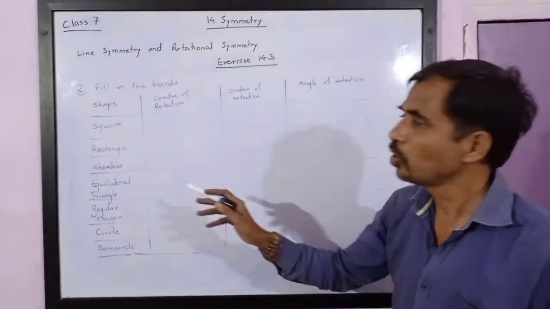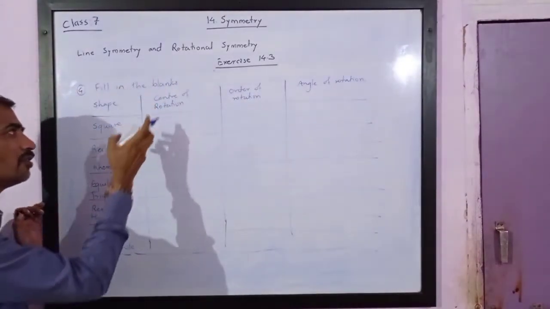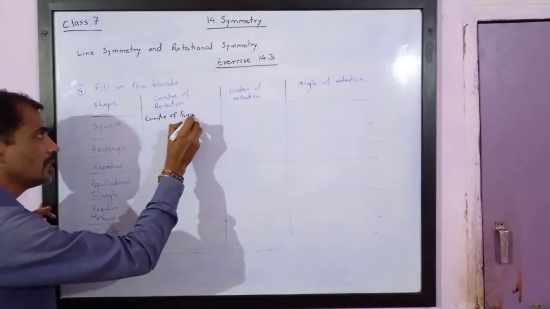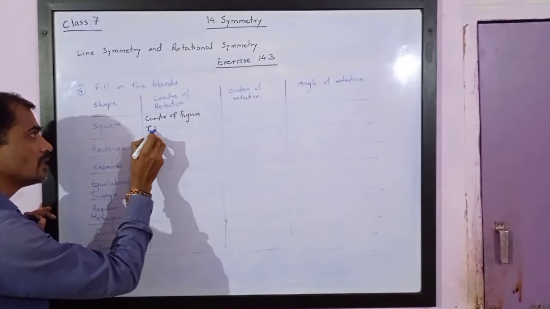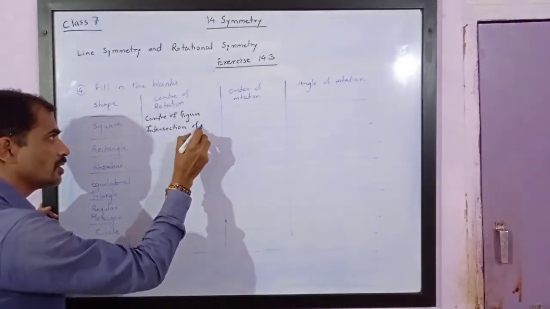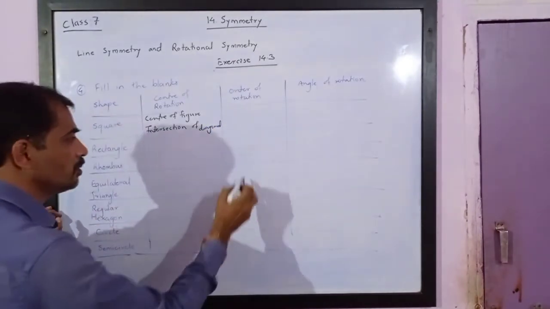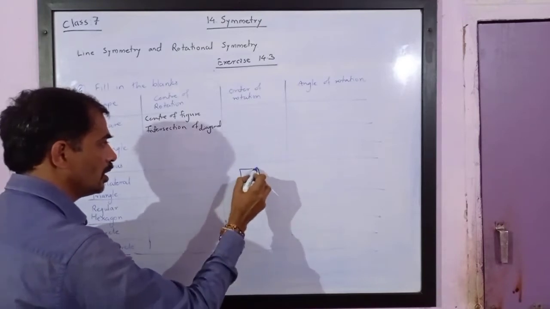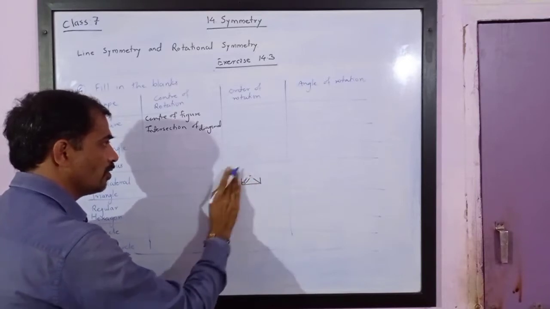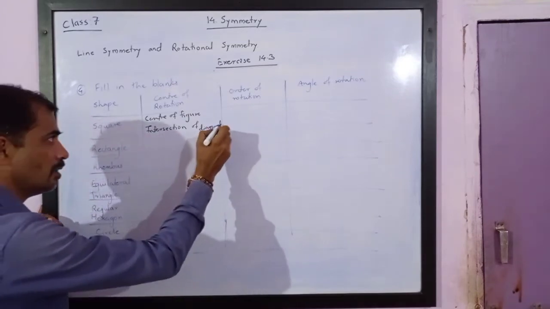Square. So if you rotate the square about the center of rotation, here the center of rotation is the center of the figure, or you can say the intersection of diagonals. So if you see the square, I will draw here. The intersection of the diagonals is the center of the figure. This point is the center of the figure. So you can say center of the figure or intersection of the diagonals.